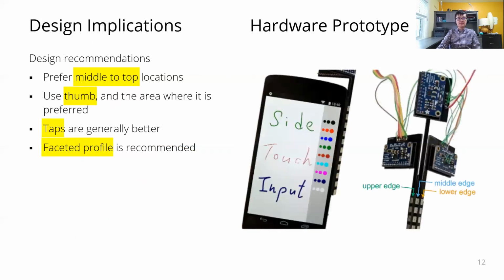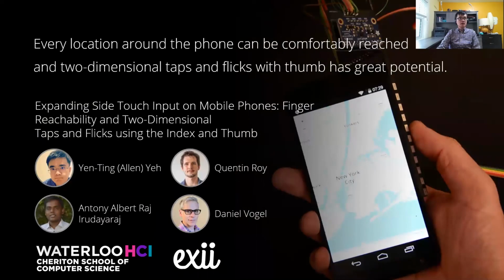We then created a fully two-dimensional side touch sensing prototype to illustrate the potential of side input. It uses custom PCBs, each with a capacitive sensor to detect a touch event. In conclusion, our work showed that every location around the phone can be comfortably reached, and side touch input can be expanded into two-dimensional taps and flicks. Especially, side input with the thumb has great potential. Please see the paper for more detail.